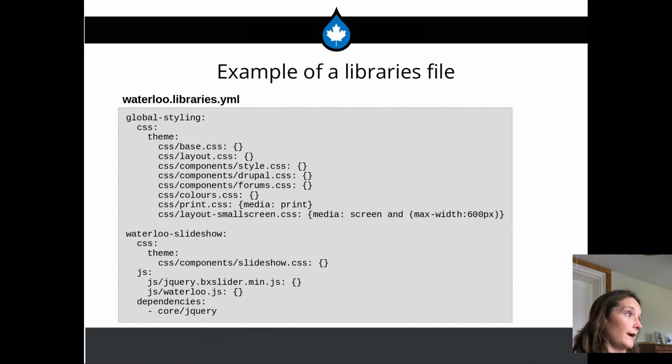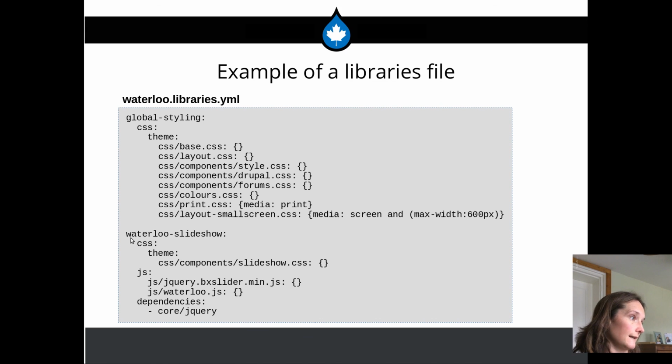So here's a libraries file. Here's my Waterloo libraries. We have the global styling. It has some CSS files loaded by the theme. And you can see, you can specify as many CSS files as you want. These little squirrely brackets here are where your media queries can go. So here's my print CSS file. I just want it to run in media print. I can use a media query here if I wanted to. Normally you don't do responsive CSS this way anymore, but at the time that this theme was developed, we did. That's just an example of what can go in the squirrely brackets there.